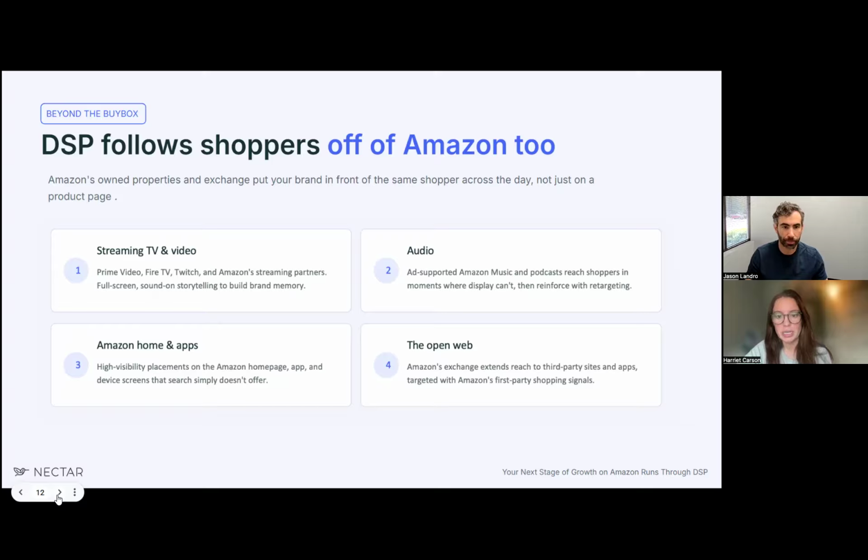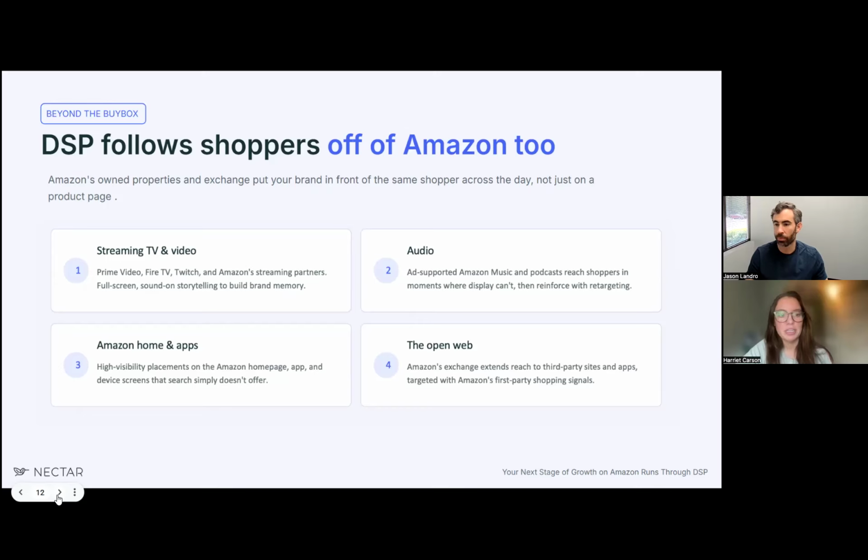It's introducing your brand across users' daily lives outside of just Amazon. They build familiarity before purchase intent fully develops. It's not about interrupting people everywhere they go. It's about creating enough relevant exposure that when they're finally ready to buy, your brand is already familiar.